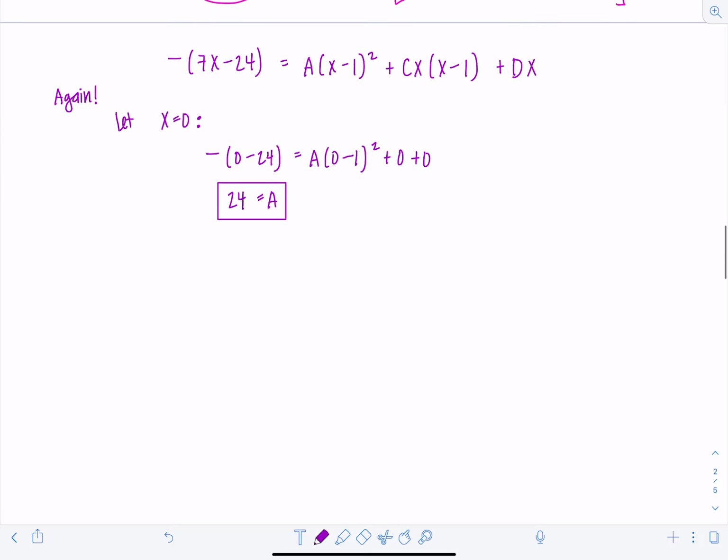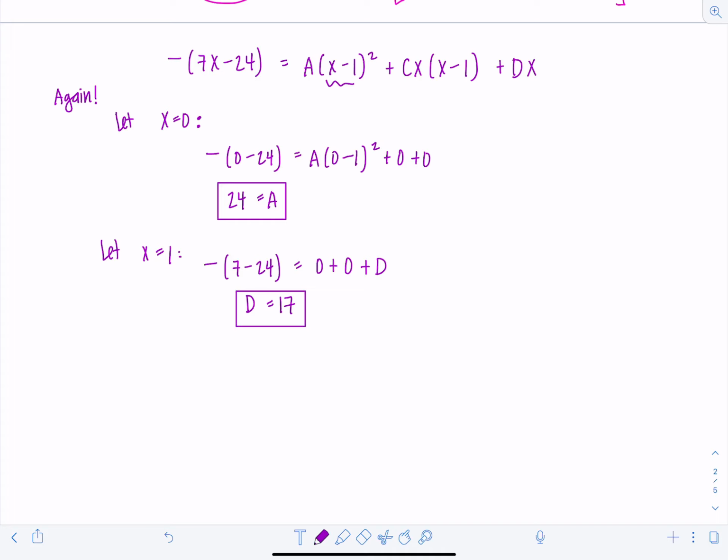And then the other thing is I would let x equal 1. And if I did that, then I'd have negative 7 minus 24 equals, then this would be 0 plus d. So then negative 7 minus 24, I lost where I was. That's going to be negative 31? No, that's going to be negative 17 and then negative again. So that means d is positive 17. Okay. All right. So I've got a and d.